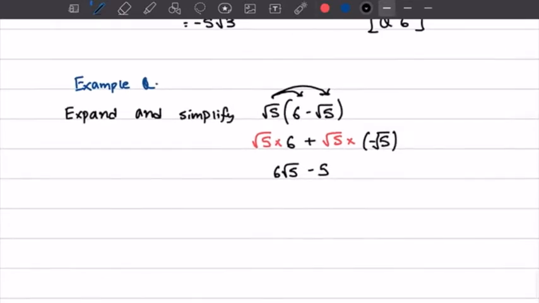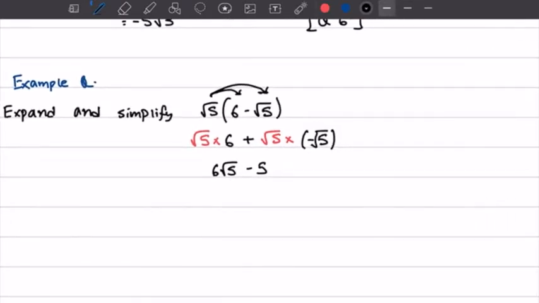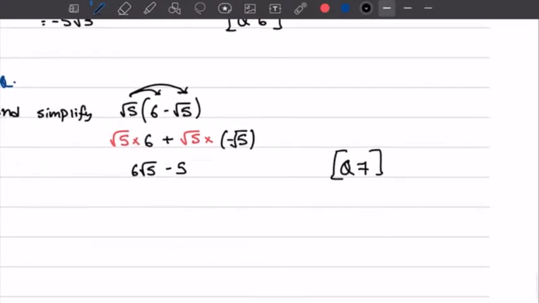If we were to do questions like these, do question 7 from exercise 3A, and question 8. Question 8 involves more than 2 surds, more than 3 radicals. So question 8 is good to get a better understanding of how these work.